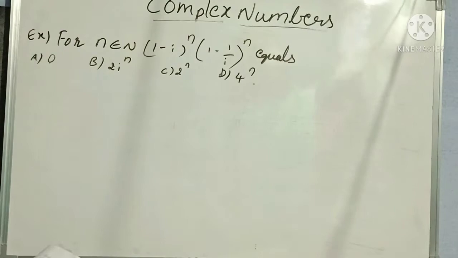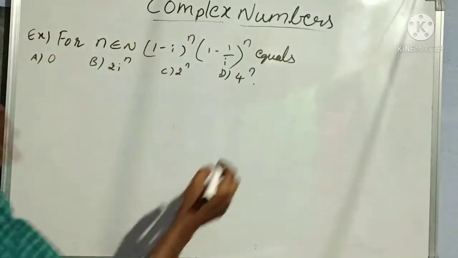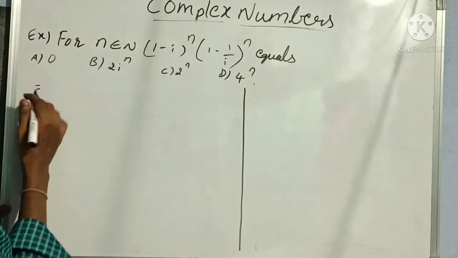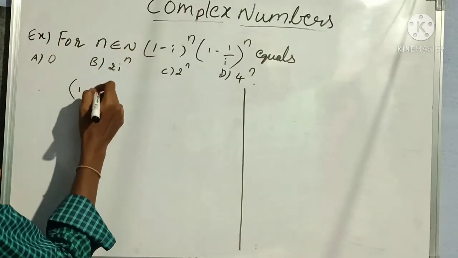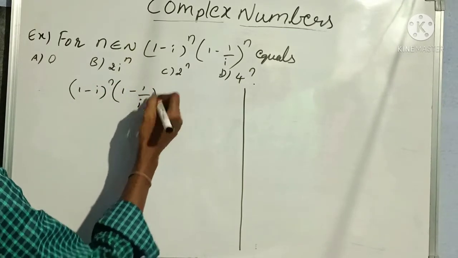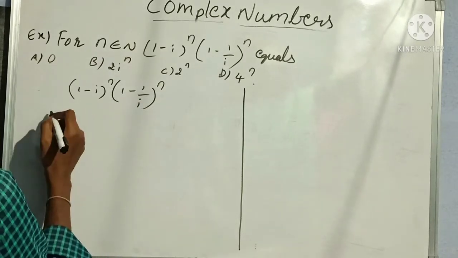So which option is correct? We have to find out. Okay, shall we start the problem now? I am dividing my board into two parts, so that will be very convenient for me. Let me write that part first: (1 minus i) to the power n into (1 minus 1 by i) to the power n. This is the given expression in the question.